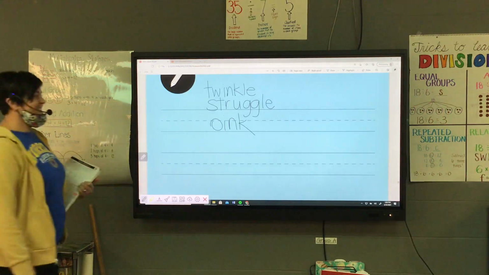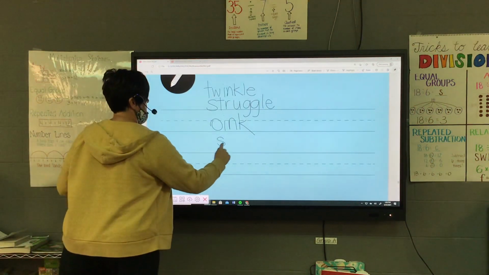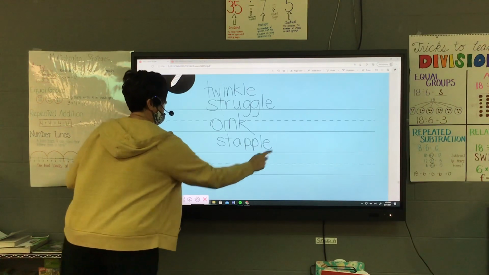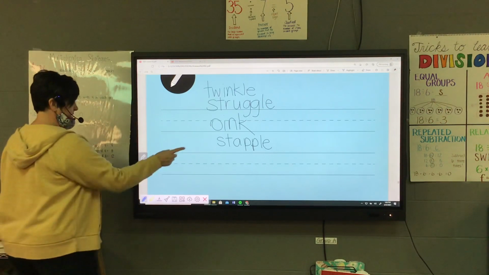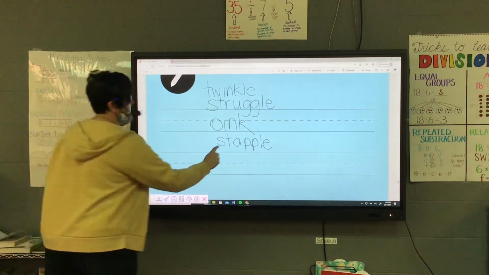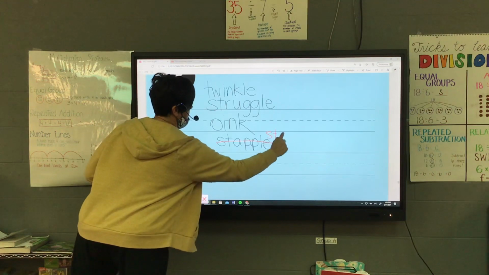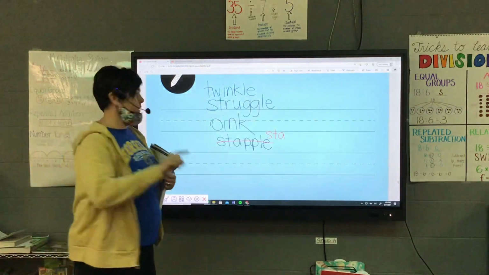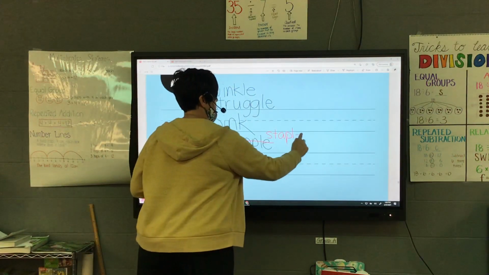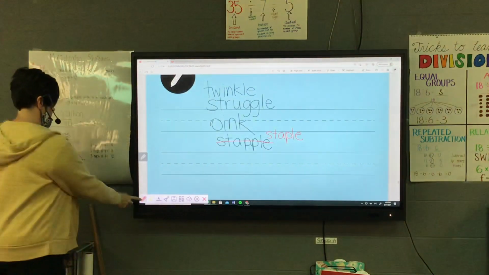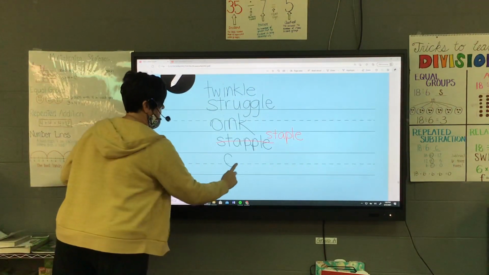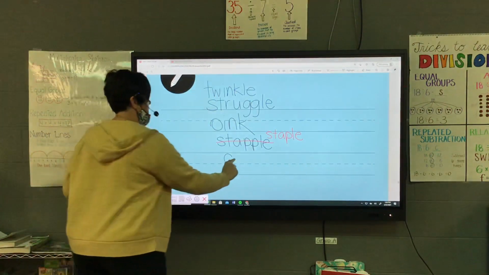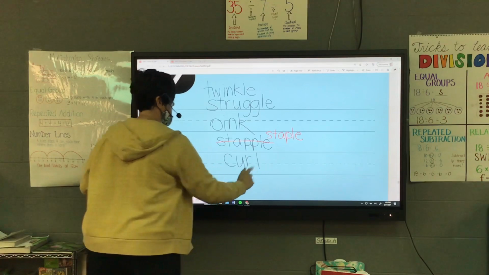Our next word was staple. What if I wrote it like this? Does that say staple? No. What does that say? That's not right, is it? So I need to rewrite that one correctly. How's it going to say staple then? One P. Just one P. Staple. Curl. What's the ur in curl? It is you are. Curl.